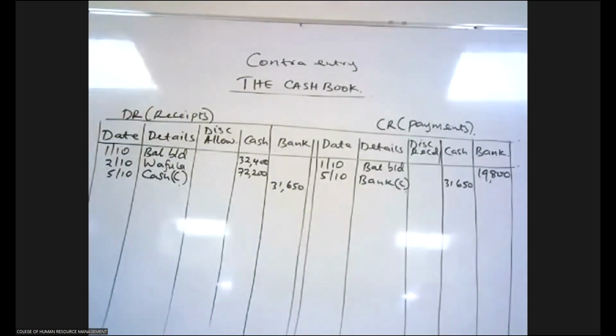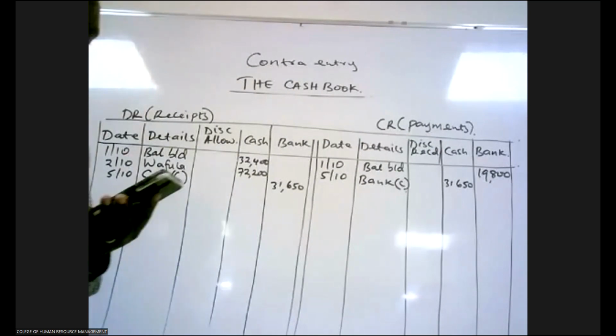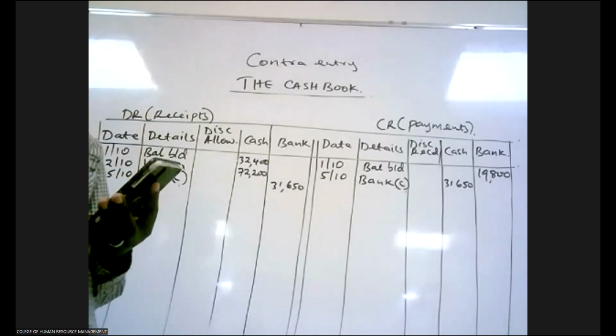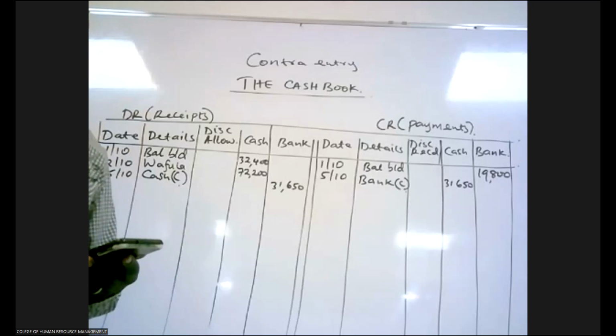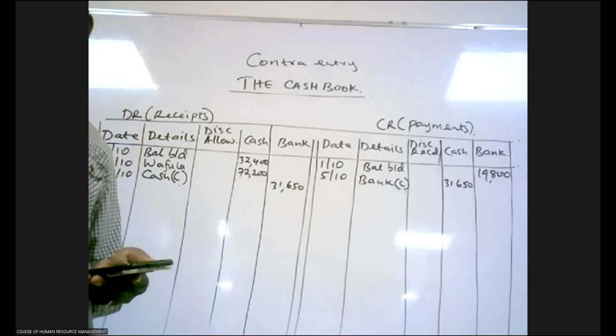On 7th, returned stock worth 4350 to Asha. We returned some goods to Asha. The only question you need to ask yourself, when that transaction took place, is: do we have money out or money in?